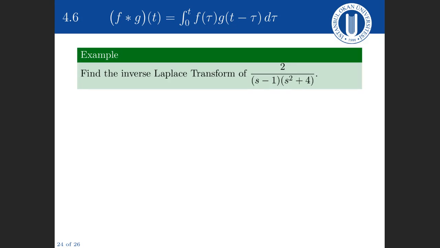We're almost finished. I told you this was going to be short. Find the inverse Laplace transform of 2 divided by (s minus 1) multiplied by (s squared plus 4).